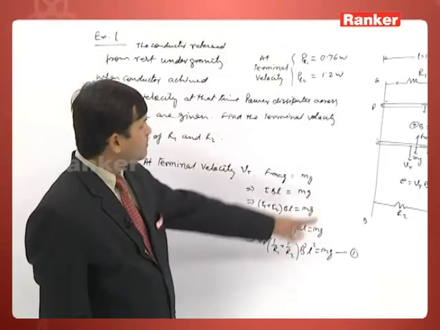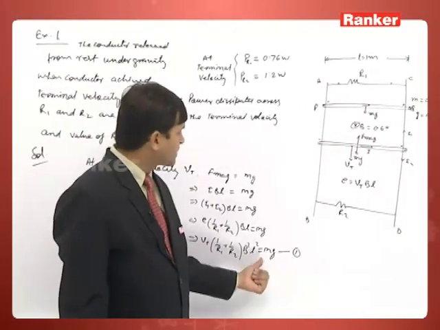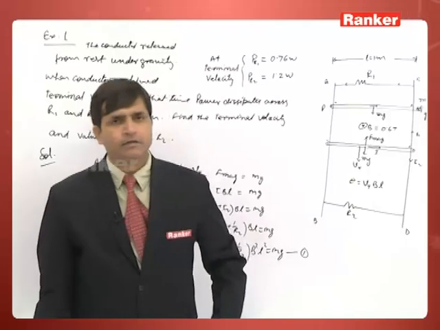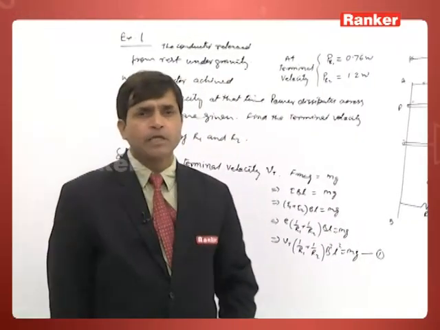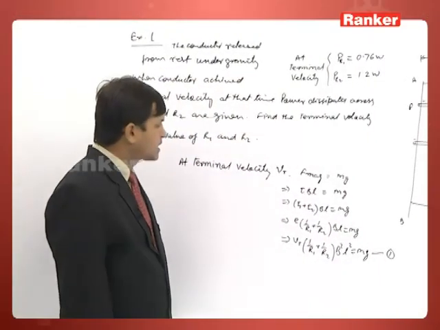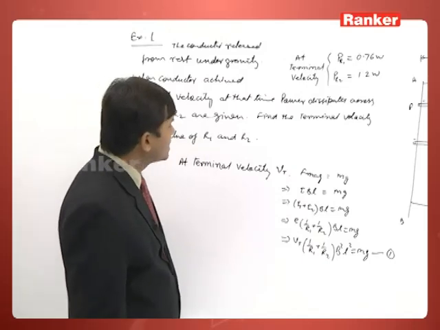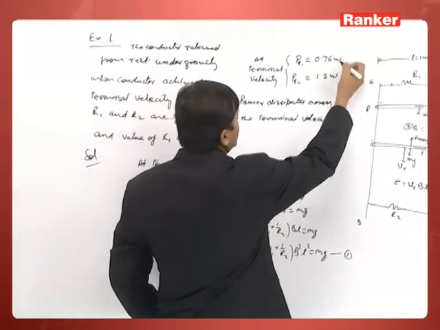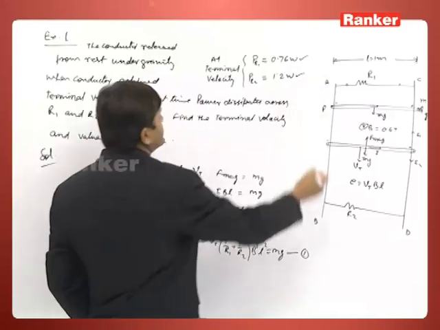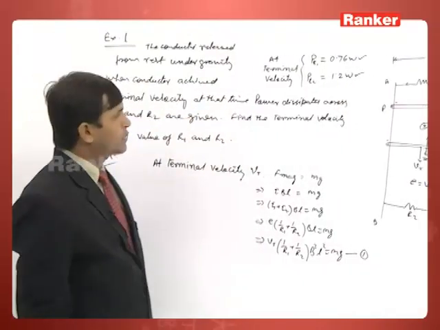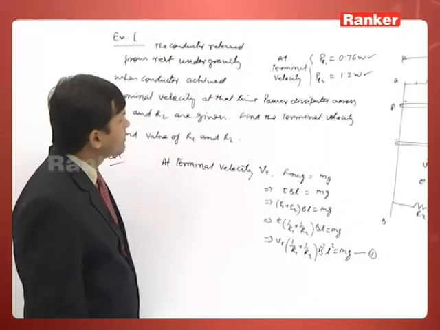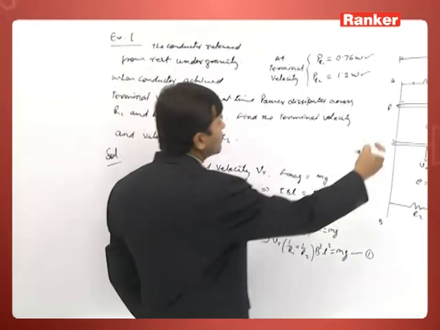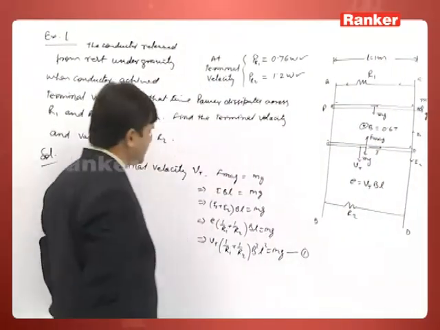All the other values are given, because B value is given, L is also given, m is also given, and g is also given. So two more equations are required to solve this problem. For the two more equations, we have this relation: power across R1. Power across R1 is your EMF across R1 by R1.